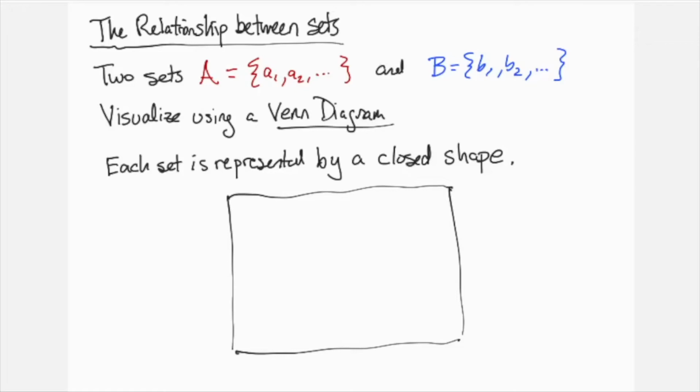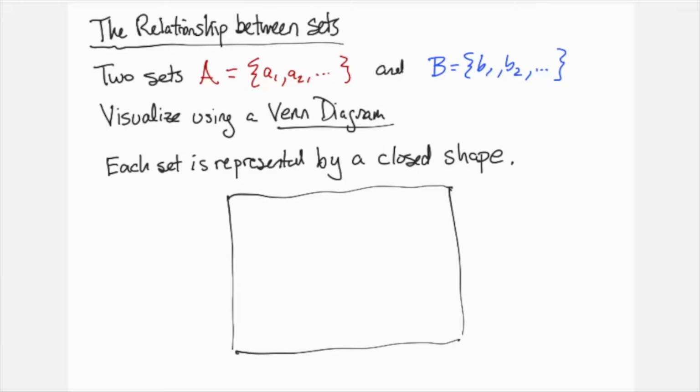In this video, we'll be talking about the relationship between sets. Let's start off with two sets, set A and set B. Set A has some elements in it, and set B also has some elements in it. We might want to visualize the relationship between these sets and the elements in the sets, and we can do that using a Venn diagram.